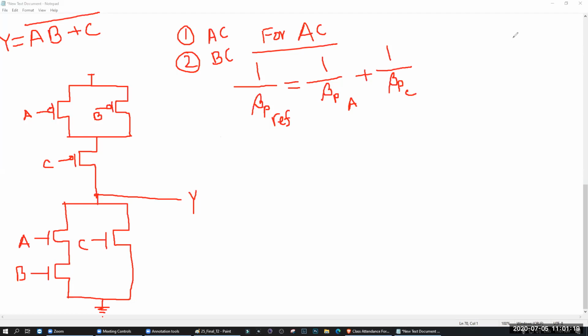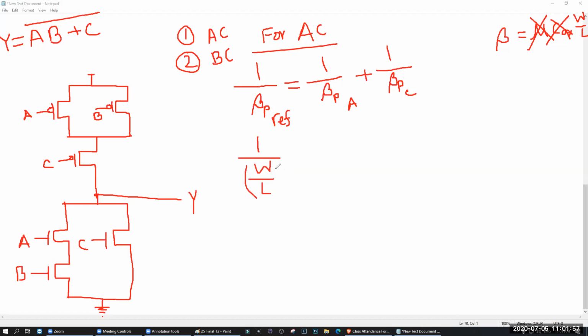Okay, what is the formula of beta? Mu Cox W by L, right? Agree? Yes, sir. Now, mu is constant, Cox is constant for the material inside, right? That is already done. We cannot change those, but we can change W and L. So beta is proportional to W by L. We will write W and L. So, 1 divided by W by L.